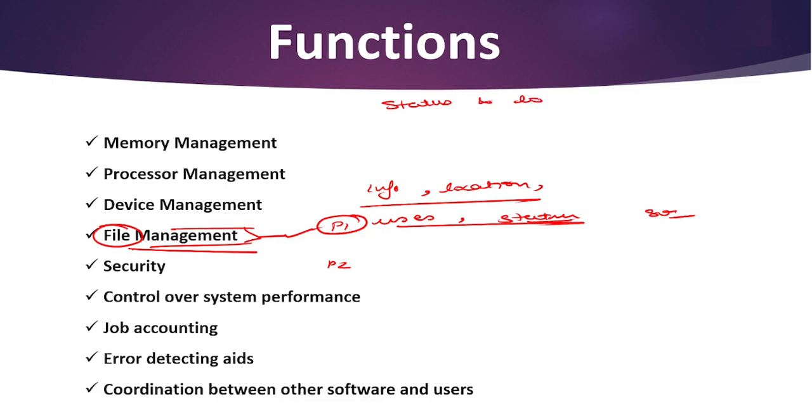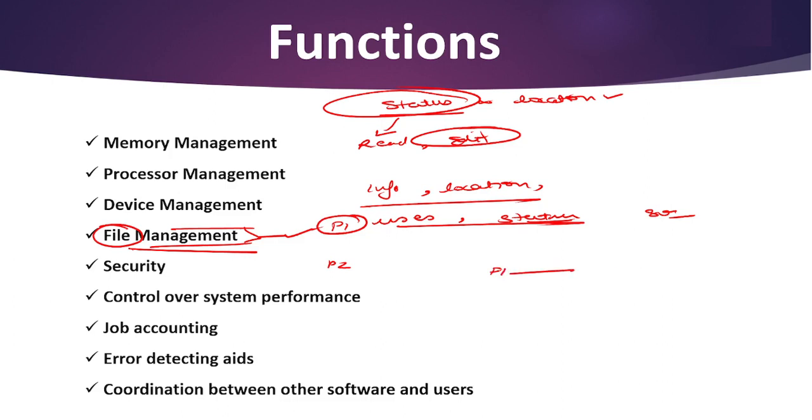Status and location of file. Location, you all know. Status means whether the file is read only, whether we can edit the file or not. All these are taken under the category of status of a file. Also it decides who gets the resources. Who gets the resources means process 1 is requesting for a printer. Okay, so if we allocate the printer to process 1, that means it is taken under the file management system.